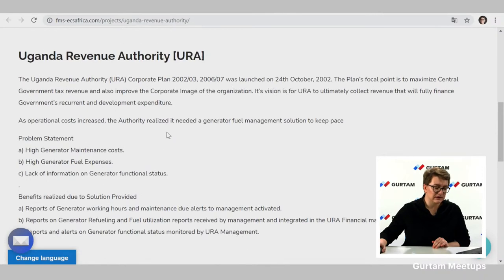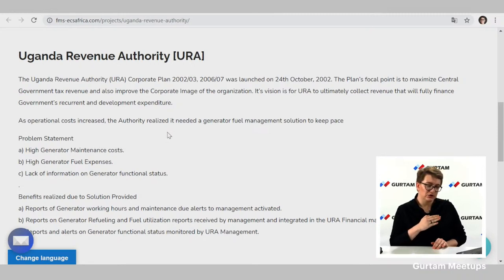But I would say that there's the example of a too short use case. I guess this project is amazing, and they can really elaborate on all the points. And here's the example when you have benefits, for example, reports of generator working hours, reports on generator refueling and fuel utilization reports. Super cool. I do understand that this is beneficial, but can we please just go a little bit further and turn these points into a business value, right?